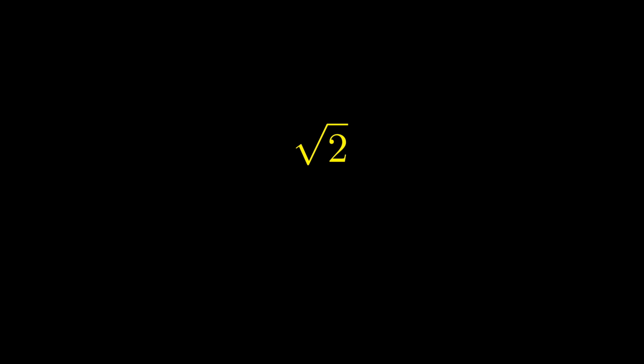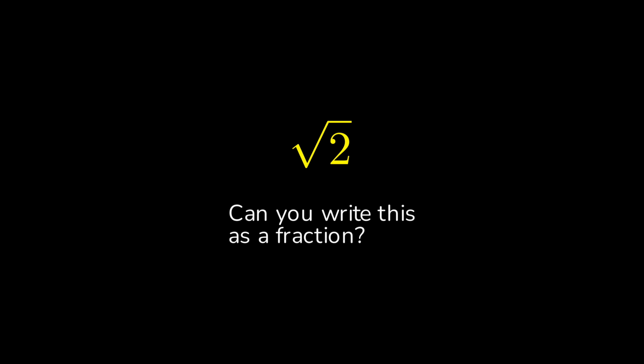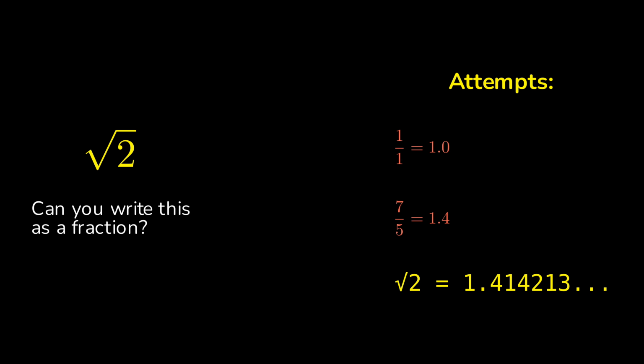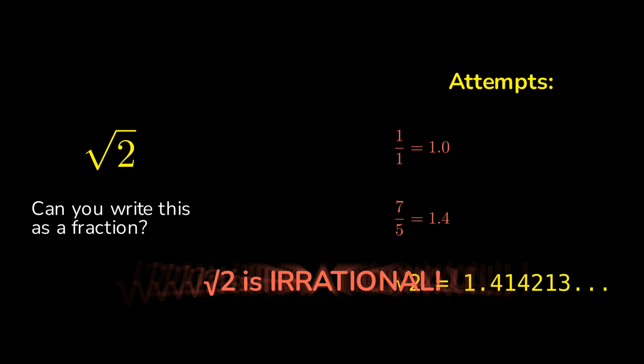But wait, we're not done. Here's a cliffhanger. Can you write square root of 2 as a fraction? Try it. 1/1? No, that's just 1. 7/5? That's 1.4, close but not exact. Spoiler alert, you can't write square root of 2 as a fraction. It's not rational. There's a mysterious fifth type we haven't met yet, irrational numbers.